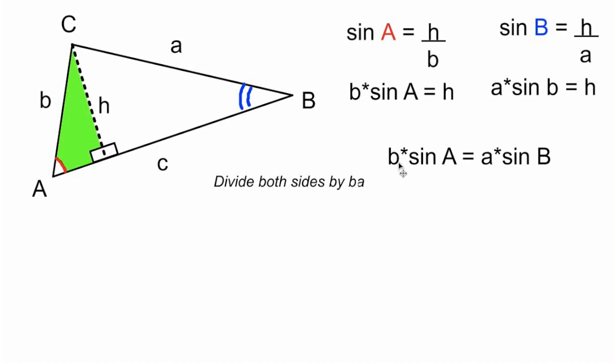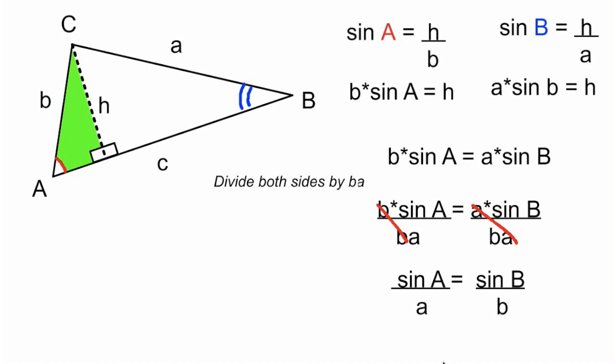The reason I want to do that is I have this pesky b here and this pesky a there, and we'll see what happens if I can switch their spots. So dividing both sides by ba, divide this side by ba, divide the right-hand side by ba. And what you'll notice is these b's right here will cancel, and the a's will cancel, leaving me with something kind of cute: sine of A over a equals sine of B over b.